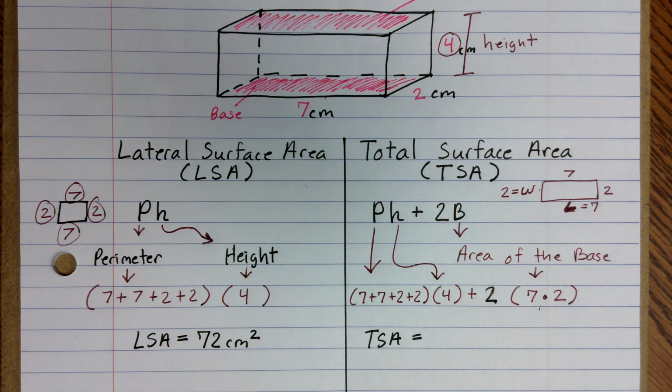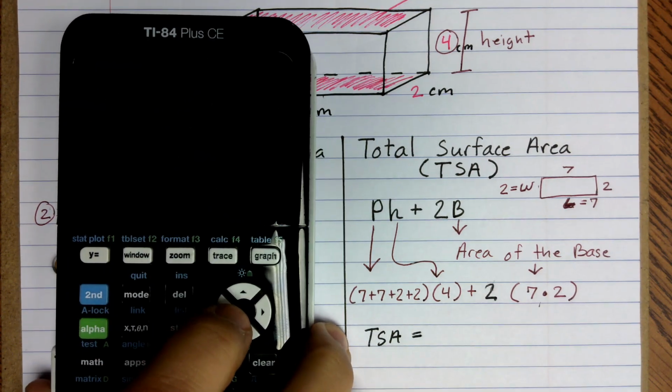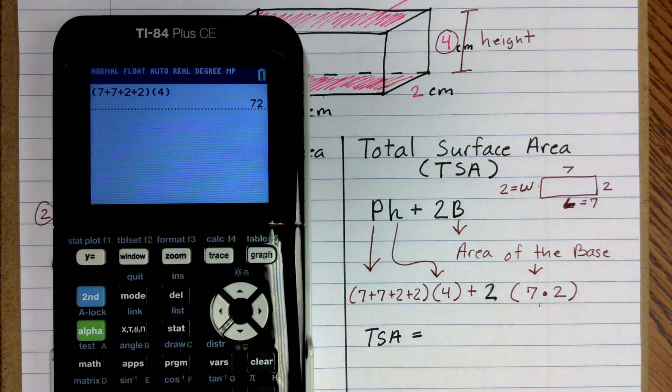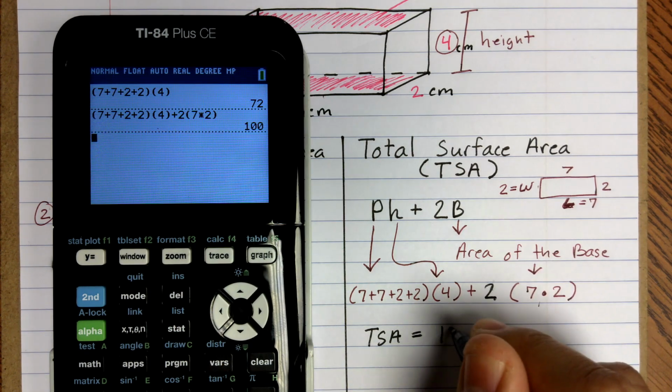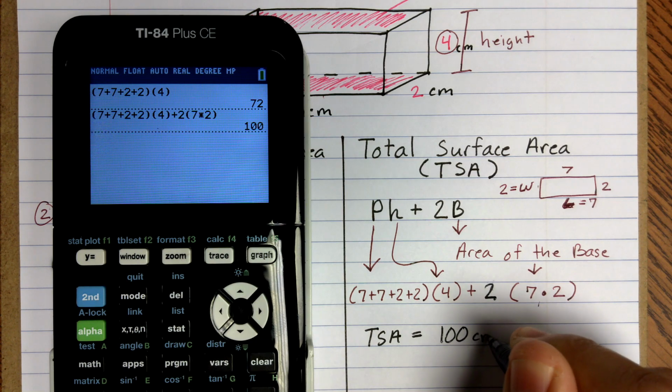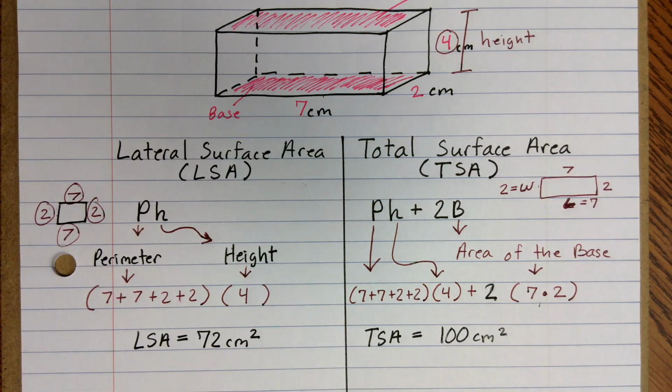So I'm going to go ahead and put that in my calculator right quick. So I'm going to go ahead and put my parenthesis real fast. So parenthesis 7 plus 7 plus 2 plus 2. That's my perimeter times the height of the shape. And then I'm going to go ahead and add 2 times the area of the base. 7 times 2. And it gives me 100. So for this figure, it's 100 centimeters squared.